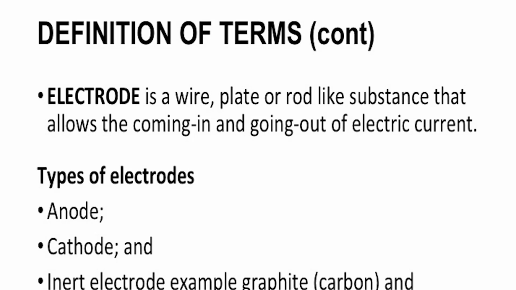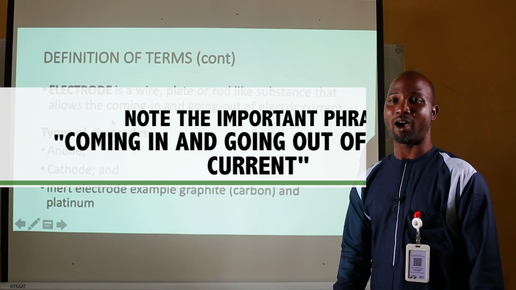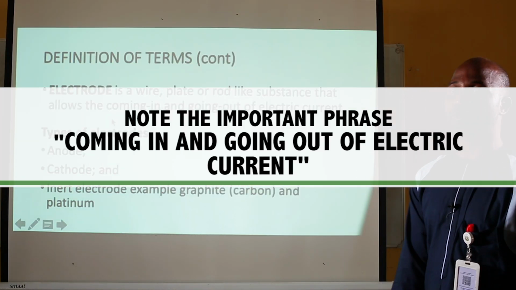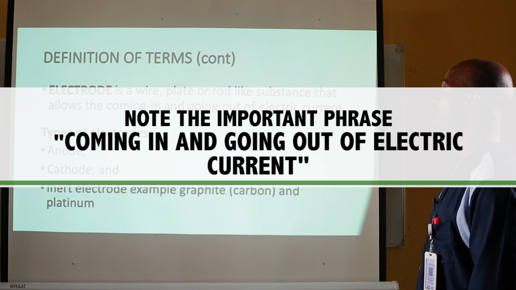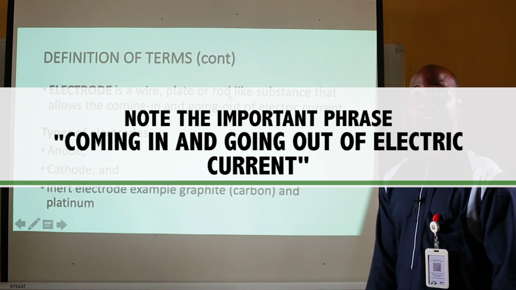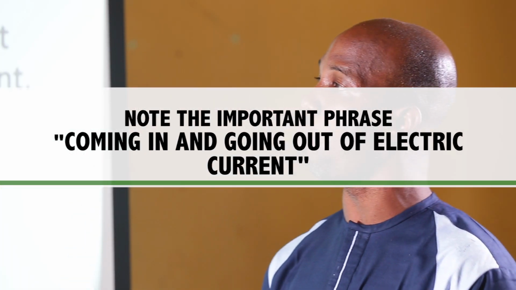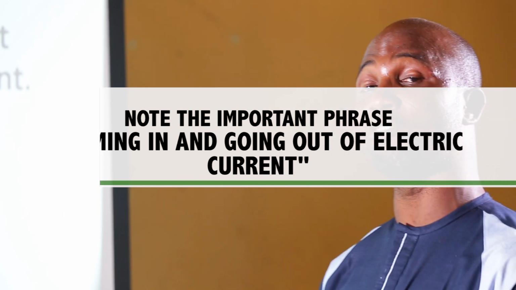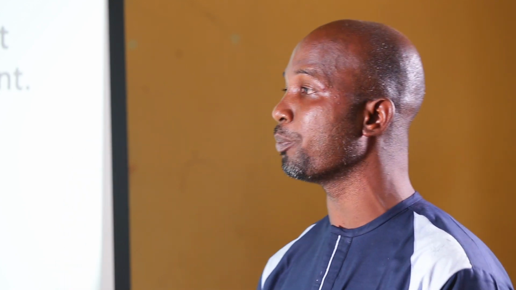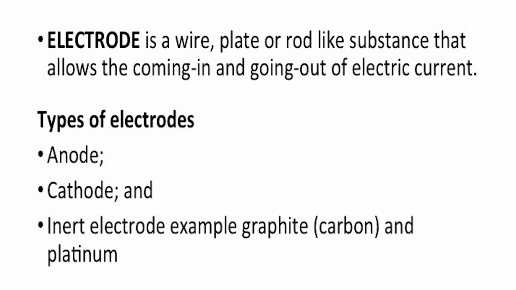The electrode is a wire-like, rod-like, or plate-like substance that allows the coming in and going out of electric current. Most often, students use the word passage instead of coming in and going out. The exam bodies are more comfortable with the use of coming in and going out. And that's why I'm emphasizing that when you are defining electrode, you should use the words coming in and going out of electric current. There are three basic types of electrode. As I'm going to be explaining now, we have the anode and the cathode. The inert electrode is a special type of electrode.